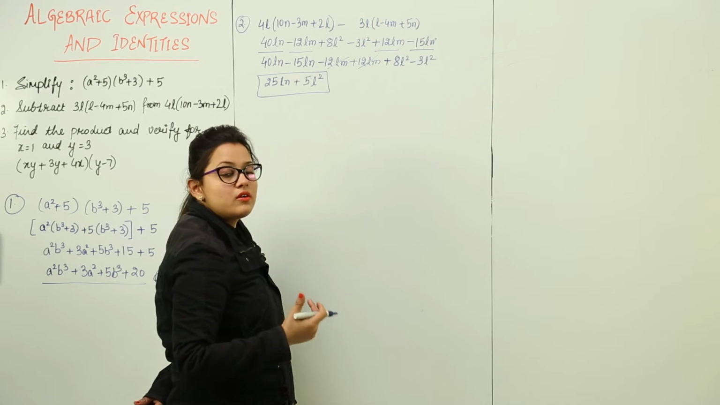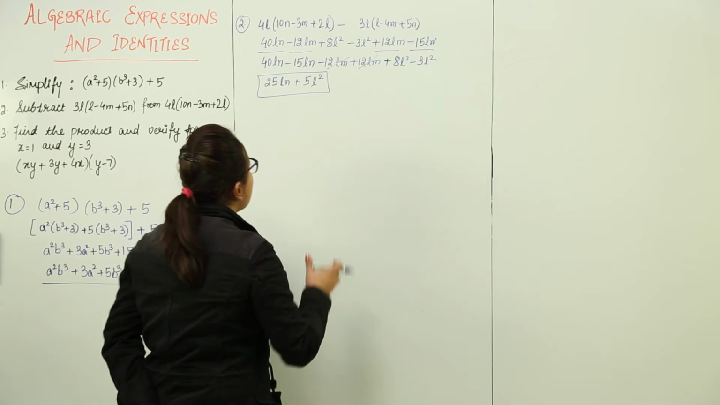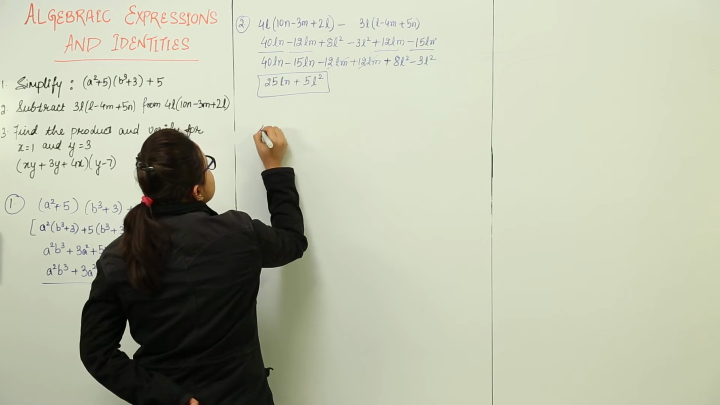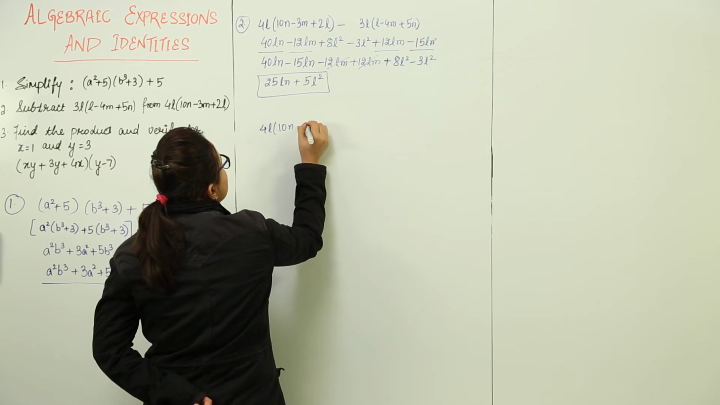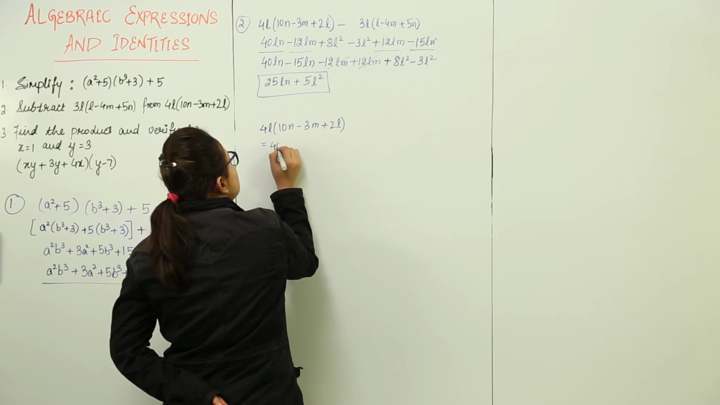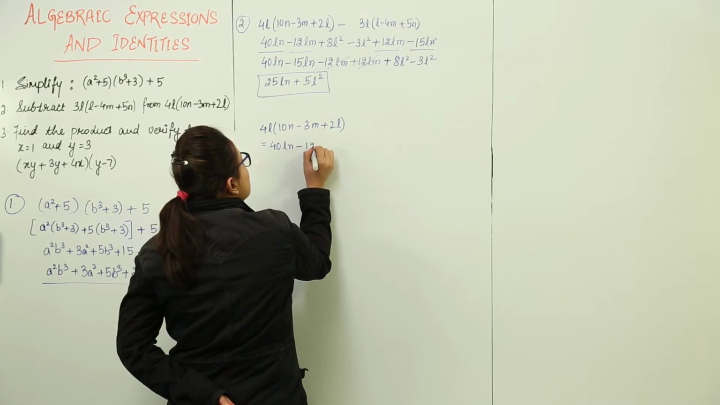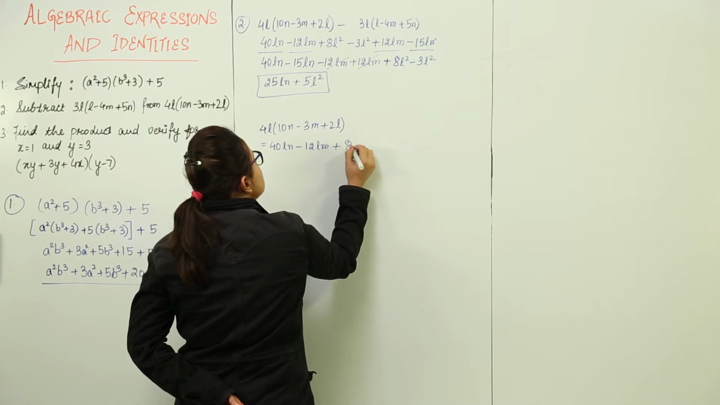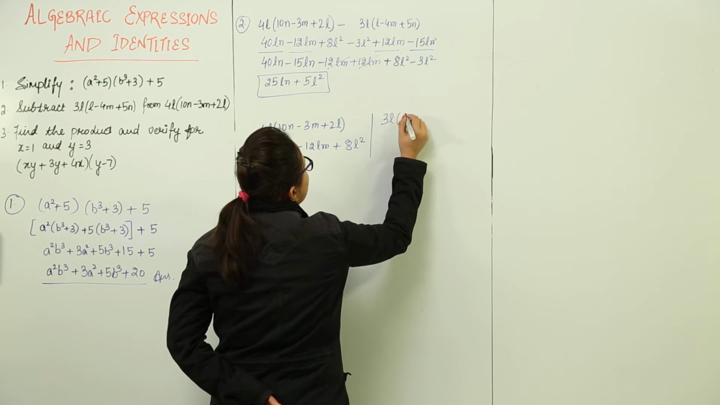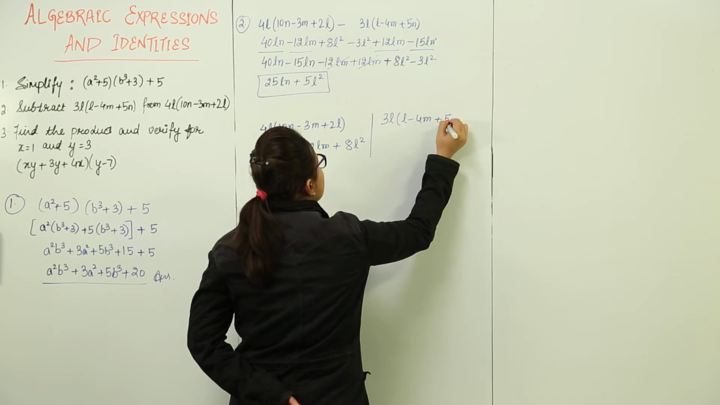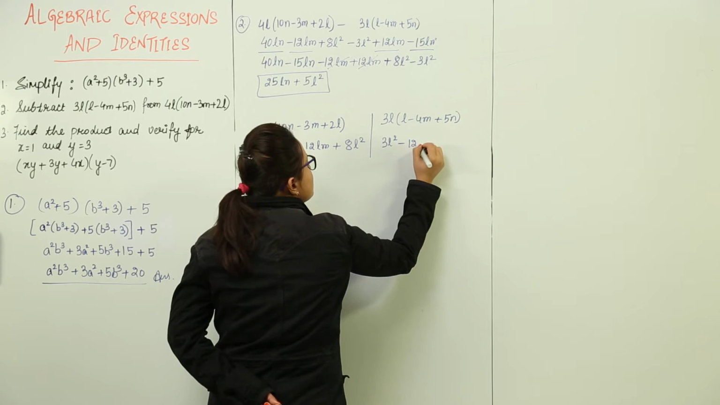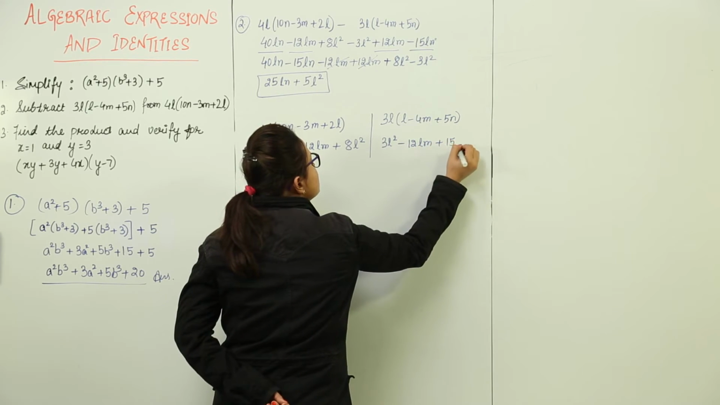The other way that I have taught you, the column method, I will be showing you how that is also done. First, we will simplify the first term. The first term will be 4l(10n minus 3m plus 2l). Let us simplify this. It comes out to be 40 ln minus 12 lm plus 8l square. What is the second term that we were taking? 3l(l minus 4m plus 5n). Let us solve this also. 3l square minus 3 4s are 12 lm plus 3 5s are 15 ln.